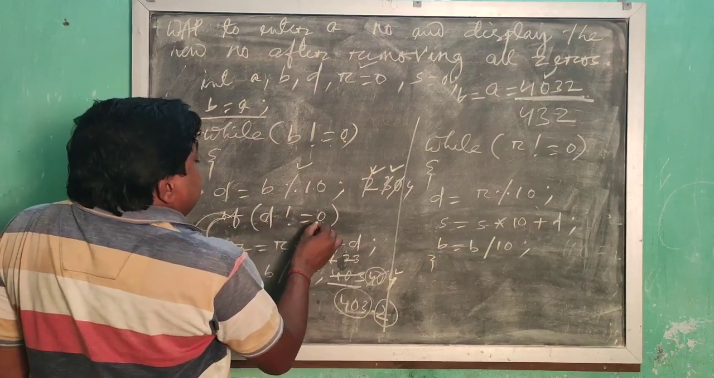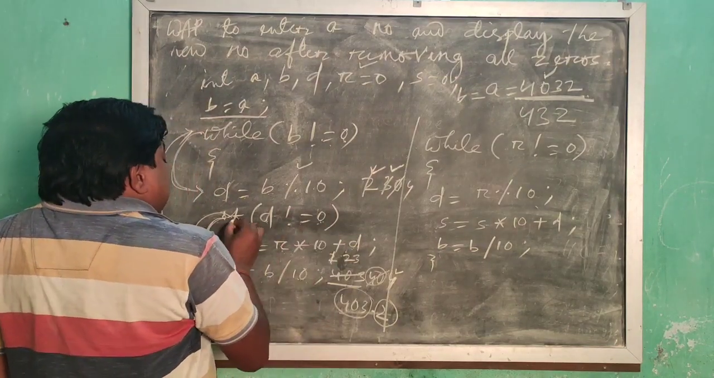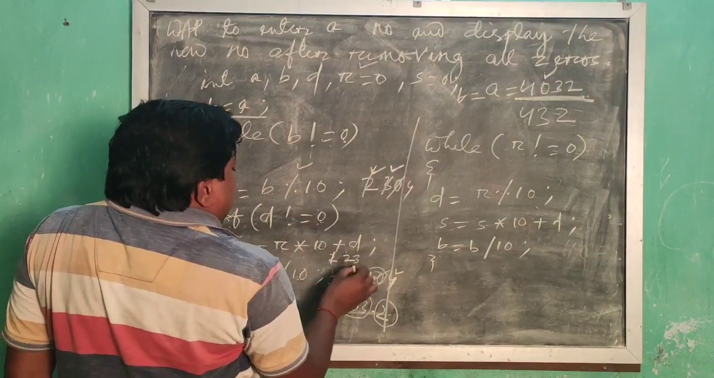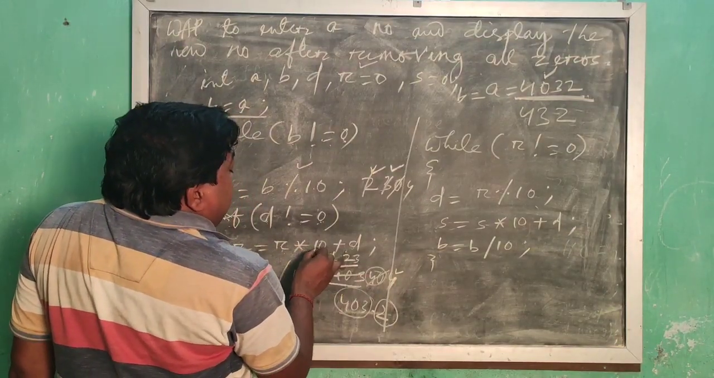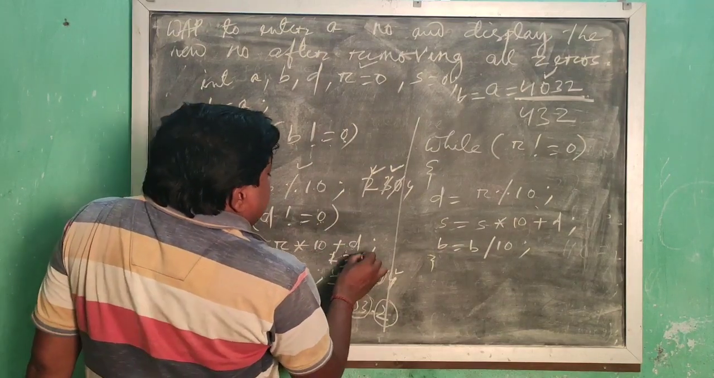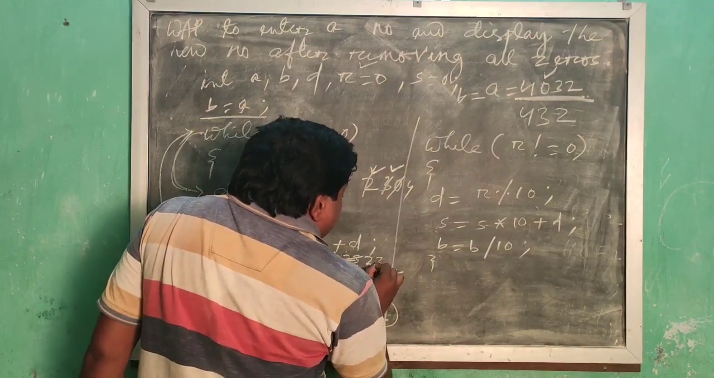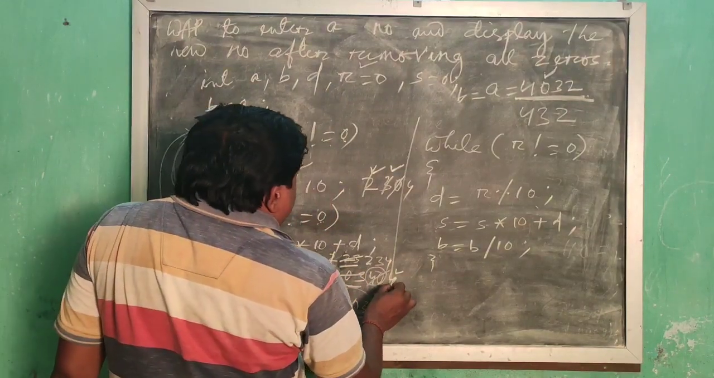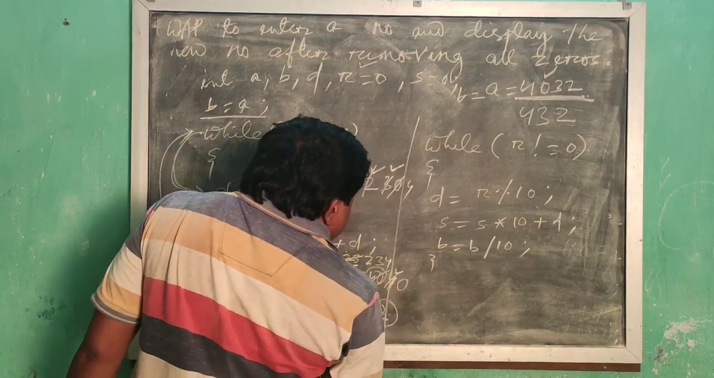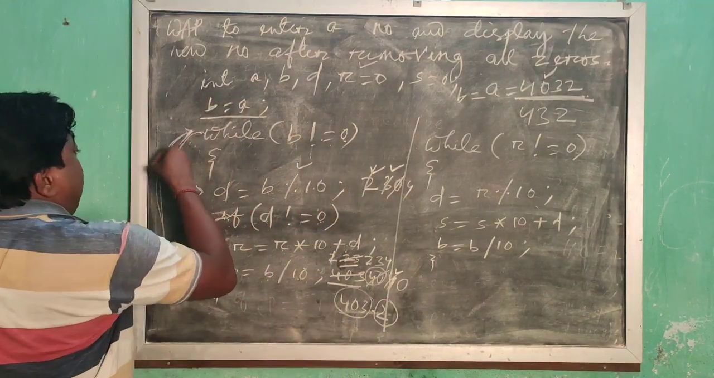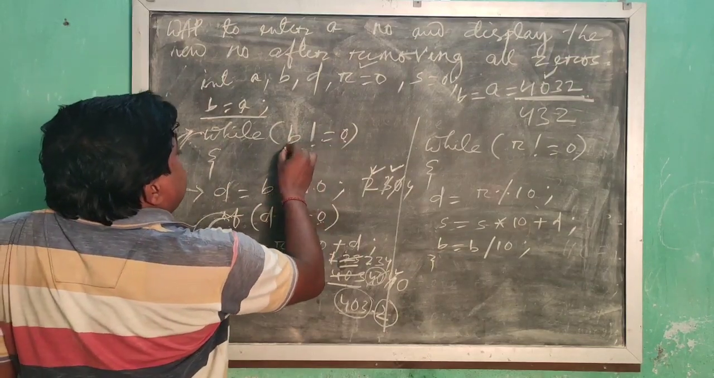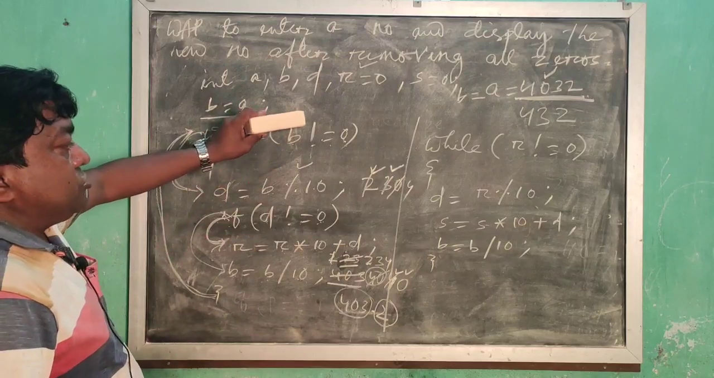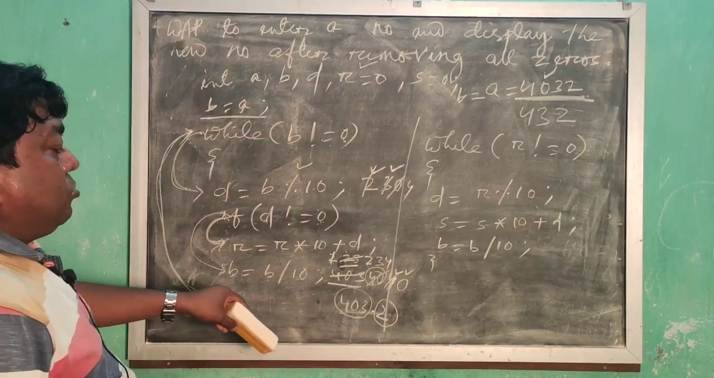Then if d is not equal to 0, is it true? Yes. Then again it goes through, means r equal to r into 10 plus d. r was 23 into 10 means 230 plus d, it will be 234. Okay, then b equal to b divided by 10, b was 4 divided by 10 means it will be 0. Then again it comes back to the while loop, then it checks the condition b is not equal to 0, but now b is 0 means this condition will be false, then it comes out of the loop.